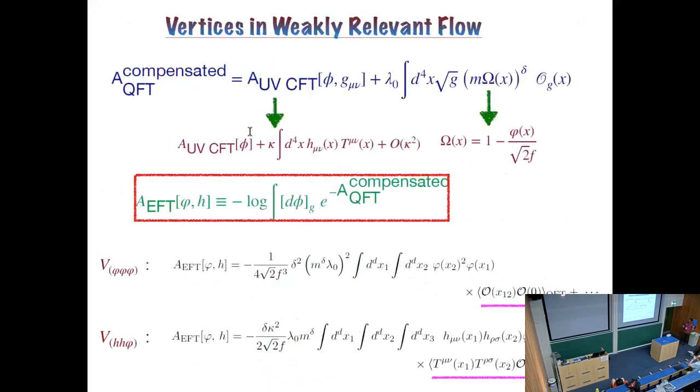So what we can do is start with our weakly relevant flow, couple it the way I explained to introduce the dilaton and place it in a curved background, and then integrate out the degrees of freedom along the RG flow and compute the EFT action.